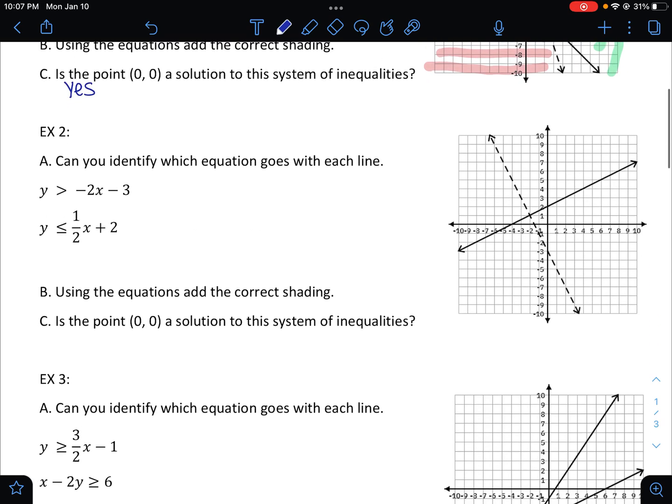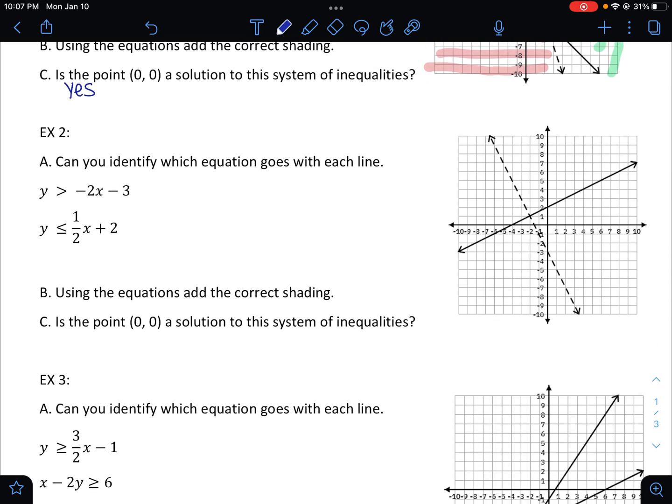Moving on to example number 2. Can you identify which equation goes with each line? Yes, we can. This top equation is going to go with the dotted or dashed line, so that's this one right here. This bottom equation is going to go with the solid line.